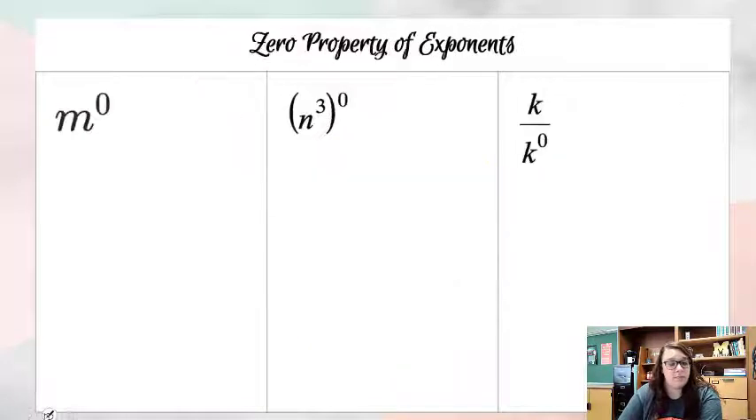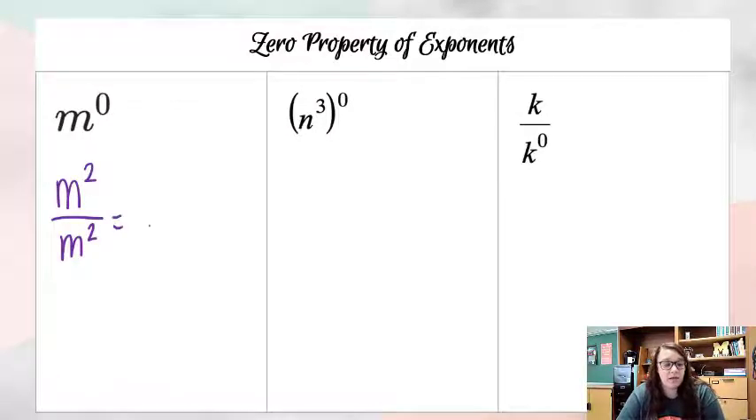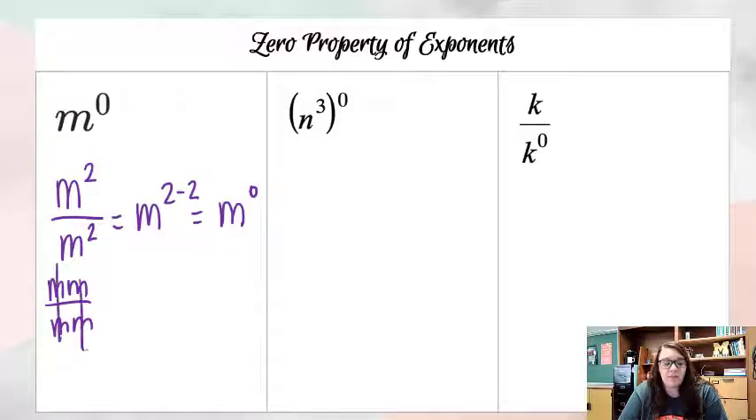All right, let's look at the zero property of exponents. In this situation, it's kind of like if I would have subtracted and got 0. So if I would have had m to the 2nd over m to the 2nd, I would have done m to the 2 minus 2 and got m to the 0, which I also know if I wrote it the long way, both of these cancel and it's just 1. So what we've learned is m to the 0 is 1.